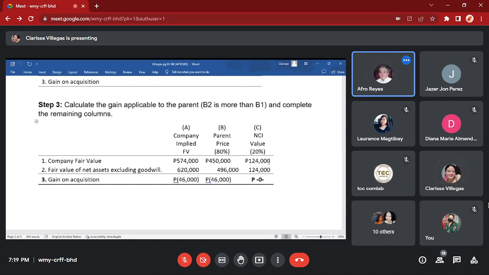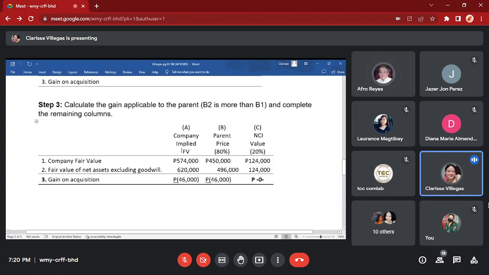Hindi pa po, sir. Tapos na. May tanong ako, makukuha yung company, sir? Hindi pa po. Company implied fair value, nakuha siya, i-add yung parent price na 450,000 at saka yung 124,000. Same lang dun sa goodwill.